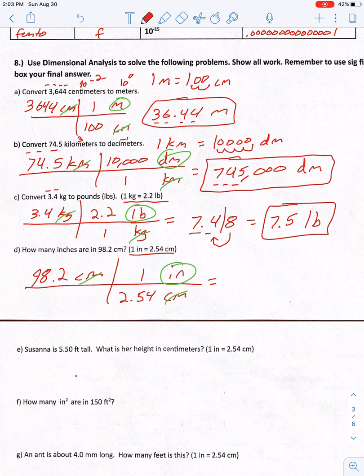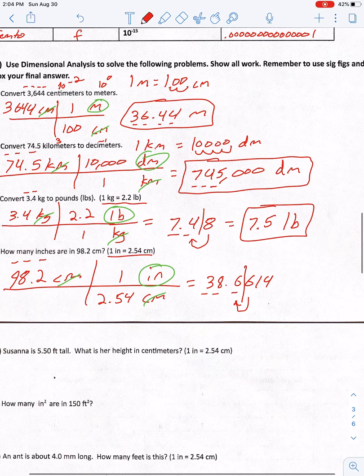So now I'm going to take 98.2 divided by 2.54. That gives me 38.6614. It keeps going on and on and on. So let's look back at what we started with. I had 3 significant figures to start with. So I can only have 3 to end with. That 6 tells me I'm rounding up. So my answer would be 38.7 inches.